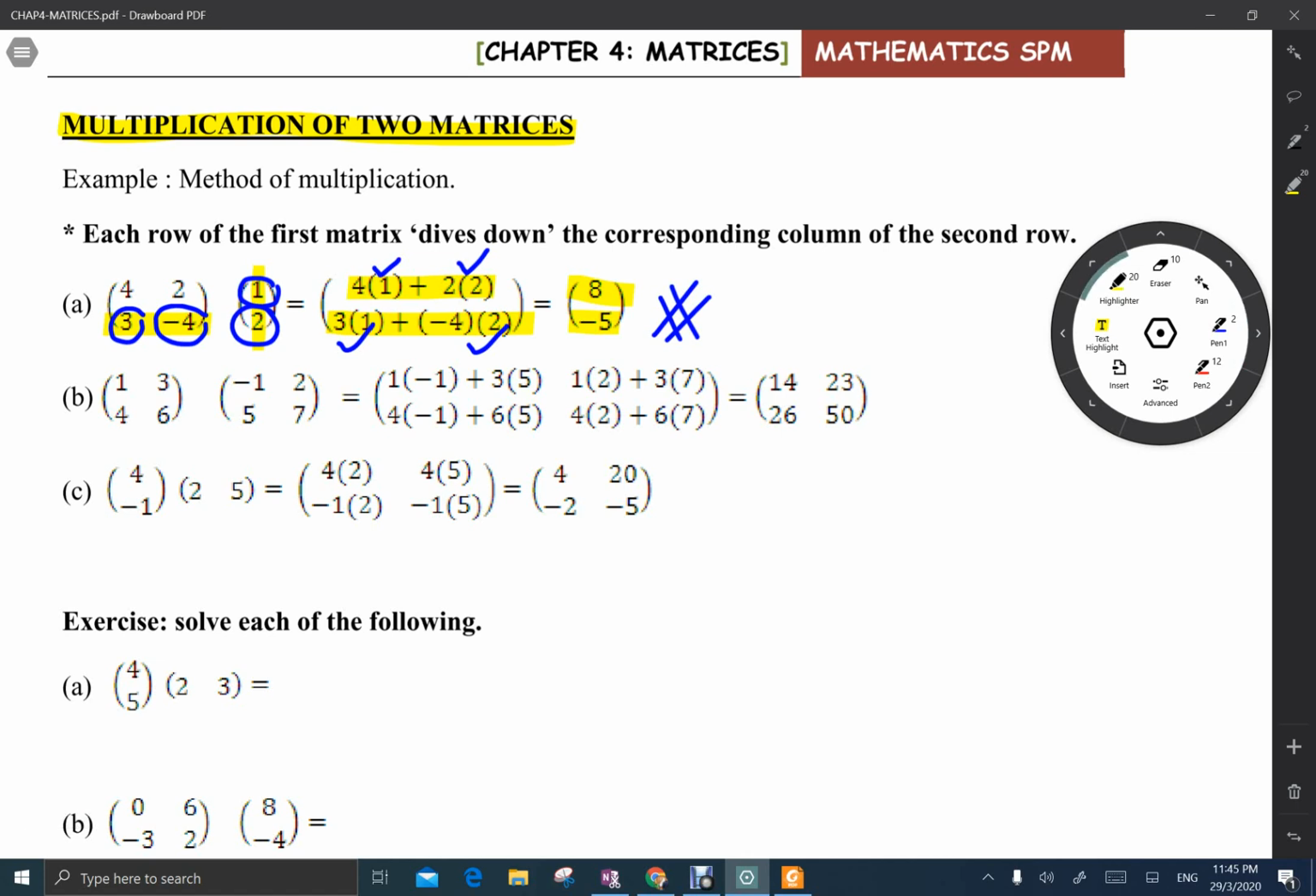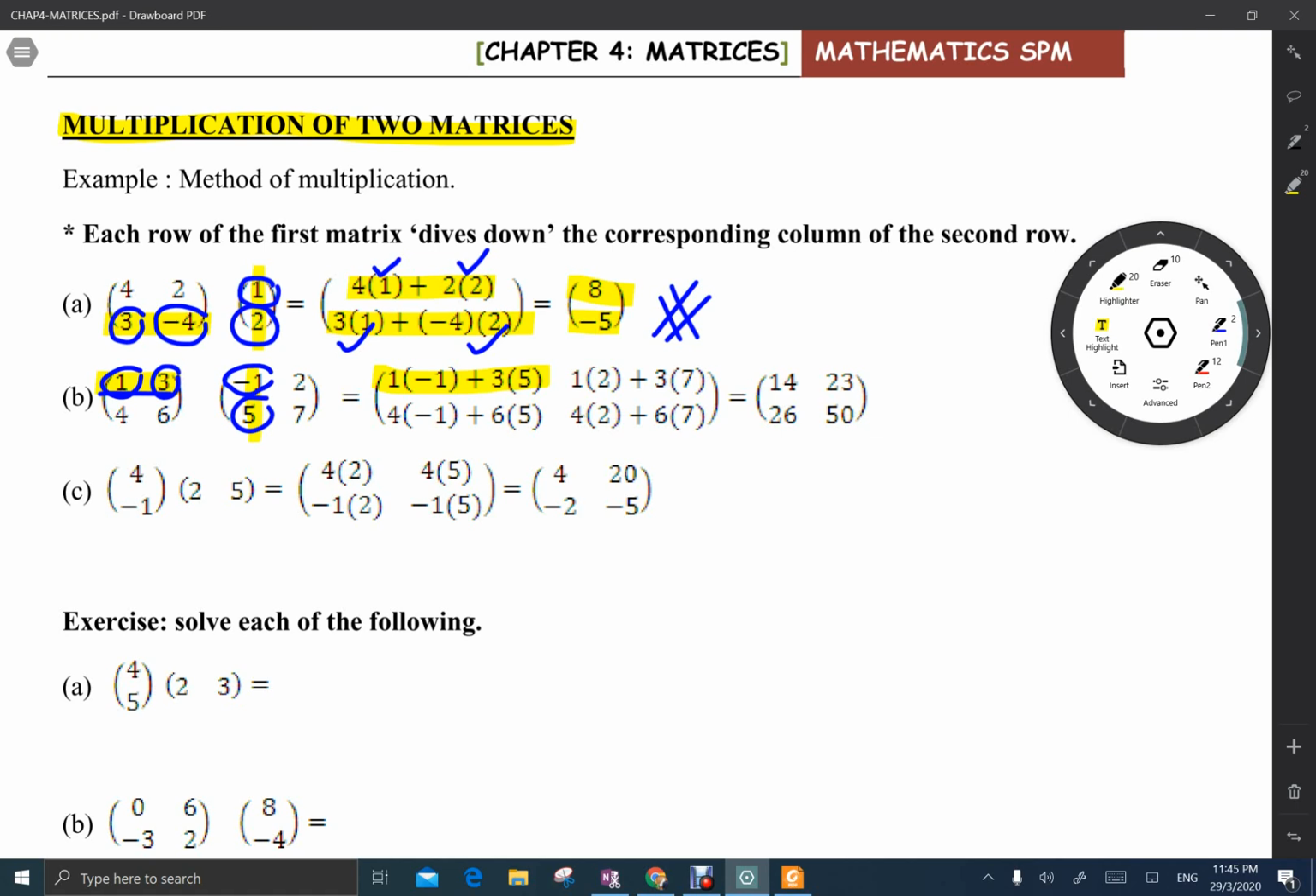1, 3, 4, 6 times negative 1, 2, 5, 7. Again. Okay, first matrix kita kena ambil row. So, darab dengan column yang pertama. Okay, so 1 times negative 1 plus 3 times 5. Again, why do you have to plus? Because 1 and 3 here are in the same row.